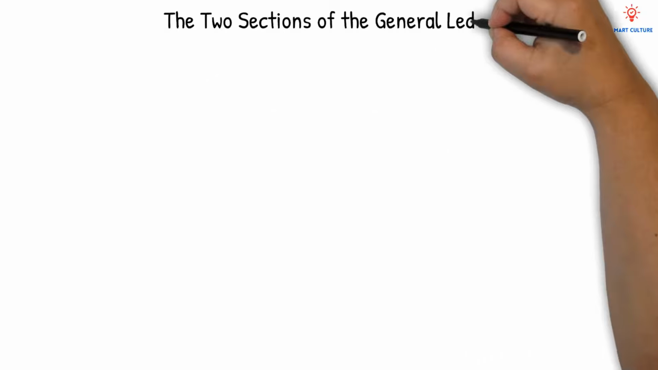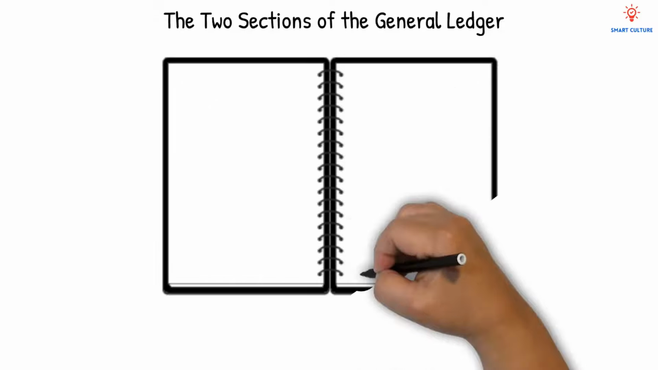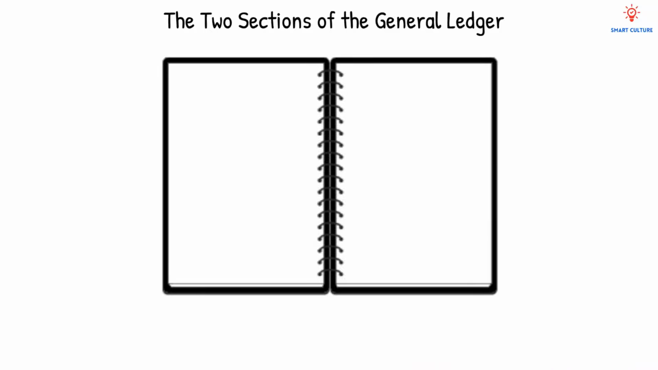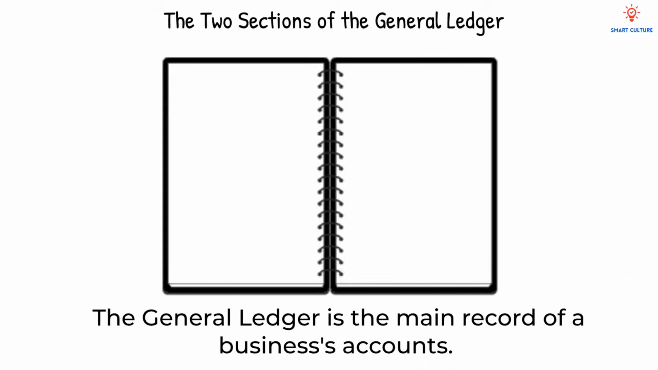In this video, we will discuss the two sections of the general ledger. The general ledger is like the brain of a business's accounting system. But did you know it's actually divided into two main parts? Let's find out why that is. The general ledger is the main record of all a business's accounts.